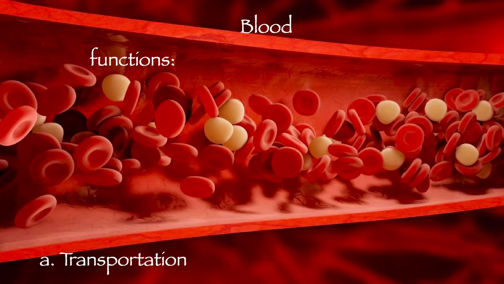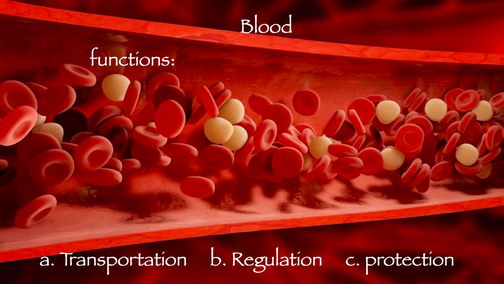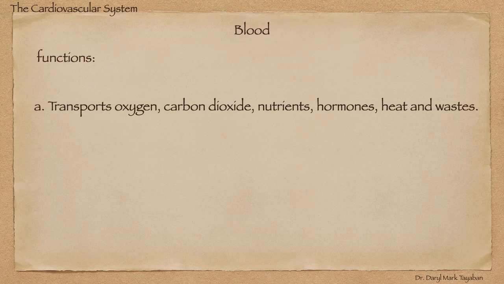Here are the functions of the blood. The first one is transportation, then regulation, then protection. For transportation, the blood transports oxygen from the lungs to the cells of the body and carbon dioxide from the body cells to the lungs for exhalation. I'll just repeat that, okay? It transports the oxygen from the lungs, because that's our way of inhaling. We inhale all of the things, but we only need the oxygen.